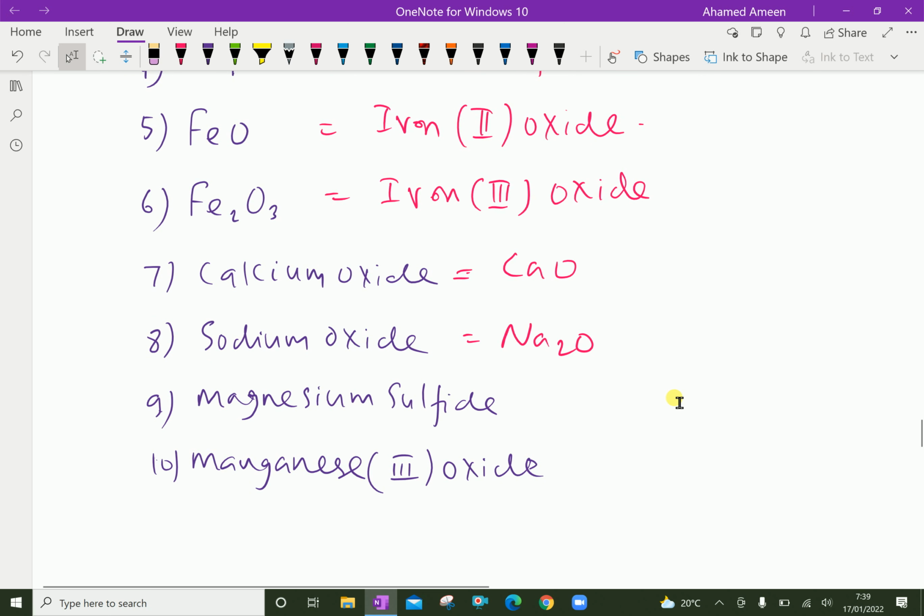Magnesium sulfide is MgS. Manganese 3 oxide is Mn2O3.